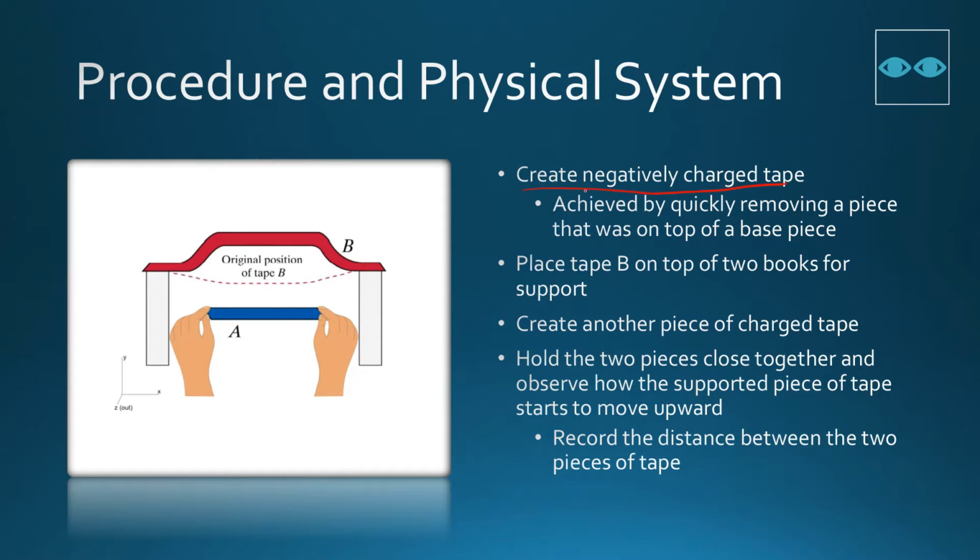The physical procedure for this lab was the same. Create a negatively charged tape, labeled tape B, which was achieved by quickly removing a piece that was on top of a base piece. We then placed tape B onto two books for support, and created another charged piece of tape, labeled tape A. We held tape A and tape B close to each other and noticed how tape B moved upward into this floating position. We recorded the distance between the two pieces of tape when this occurred.